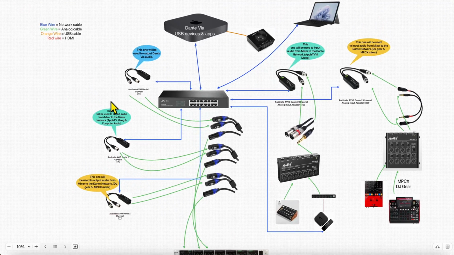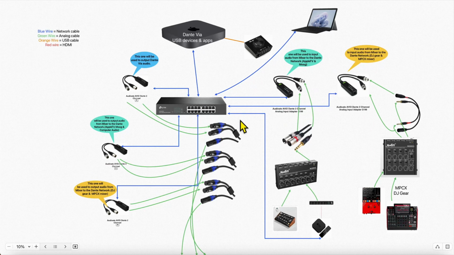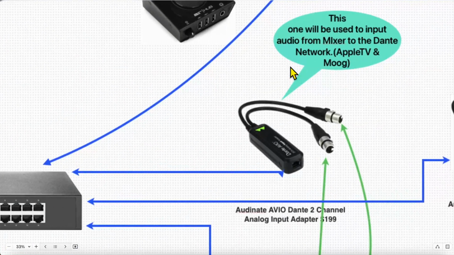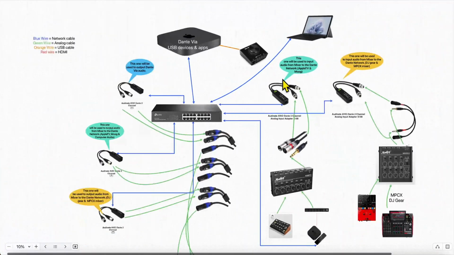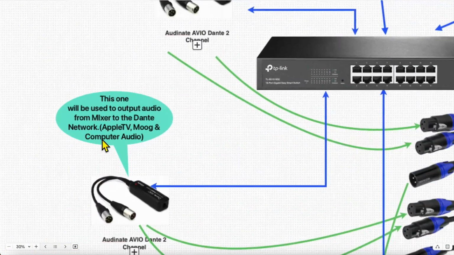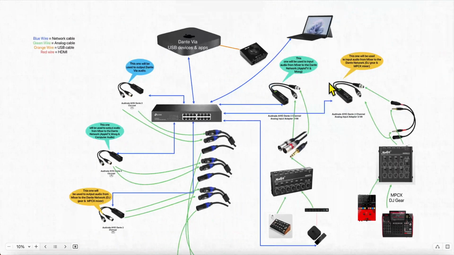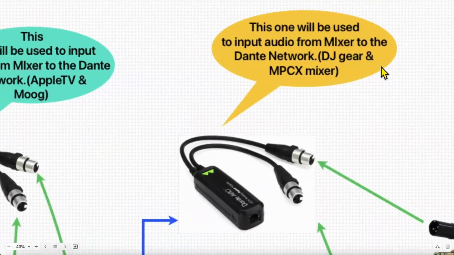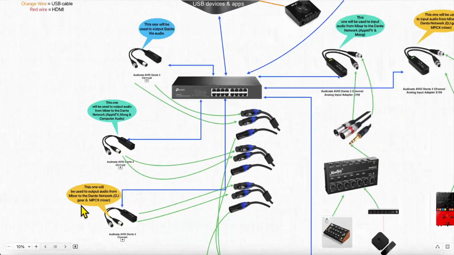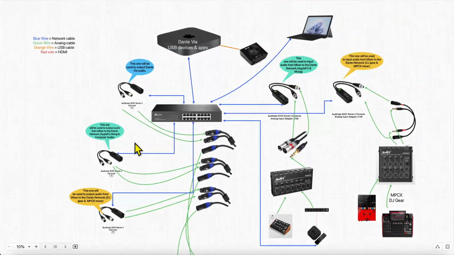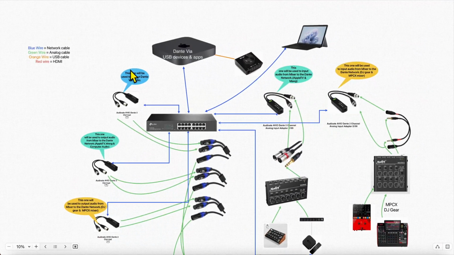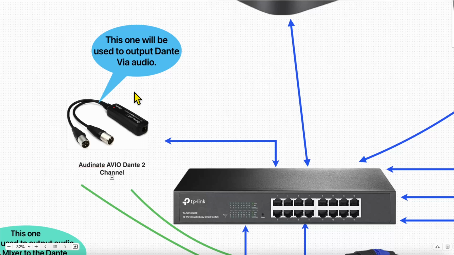So let's break down each individual output device. As you can see, I have it color coded, so I know where the audio is being routed. So I know this audio here is being routed to this output source. Okay. And so on and so forth. This audio here, right, is being routed to this one. Okay. And then Dante Via audio is being routed to this one.